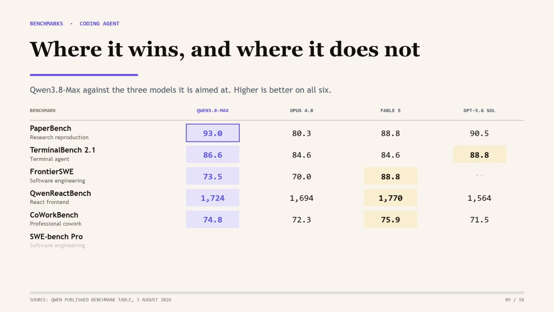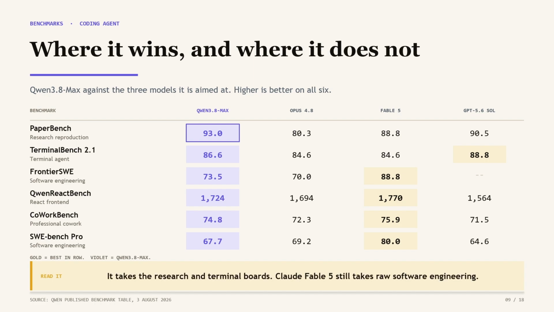So here's the honest read. For research work and terminal work, it is at the top. For hard software engineering, Claude is still clearly better, and you can see it here.